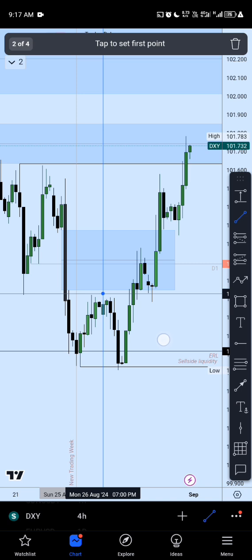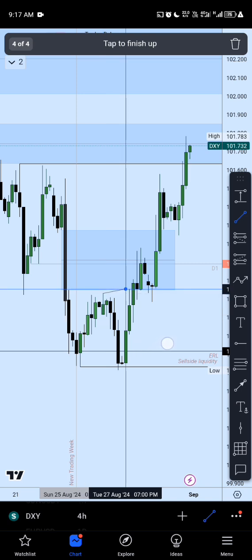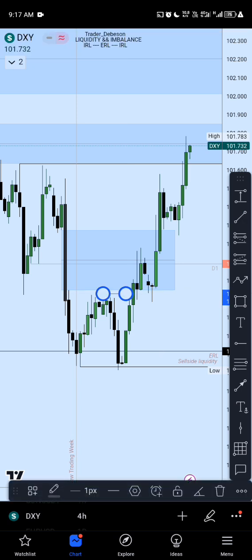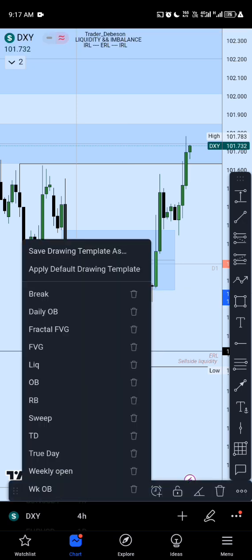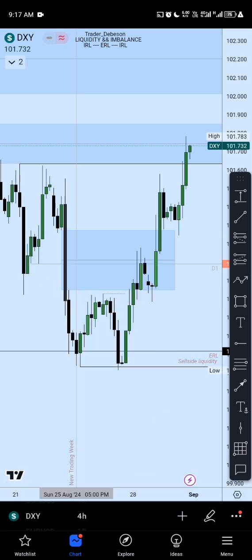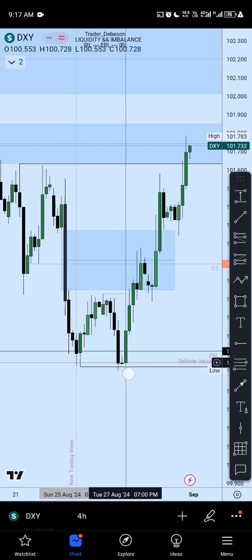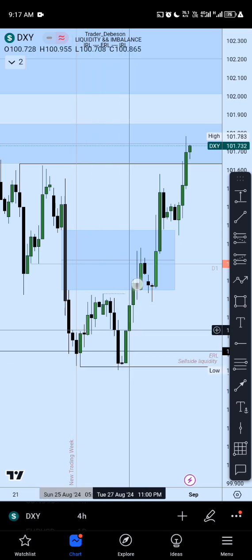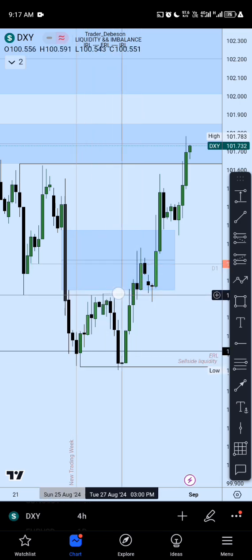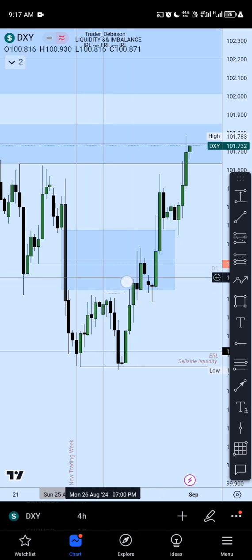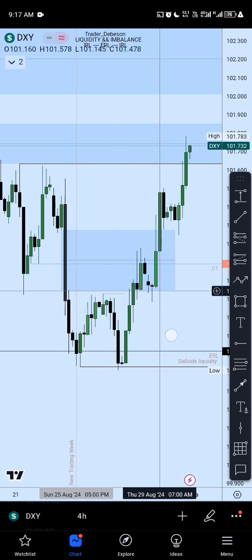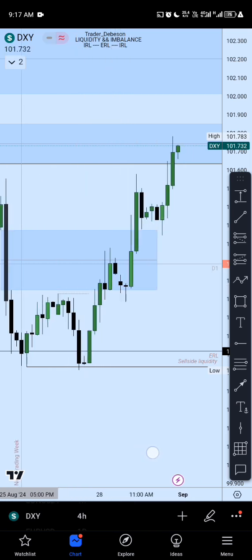This is a valid break of structure for me, or market structure shift. This is a valid market structure shift for me, considering the fact that we have traded lower, we run sell side, then we break to the buy side above here, and also inside this fair value gap. So now we have a breaker pattern.